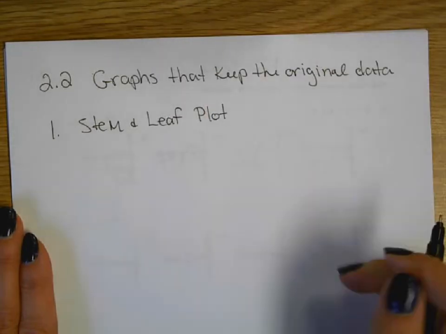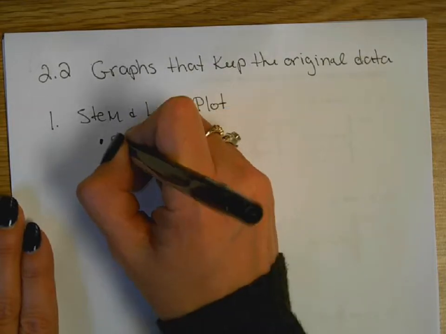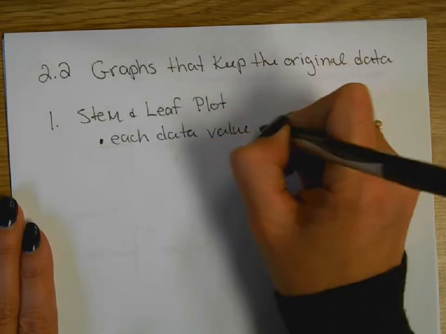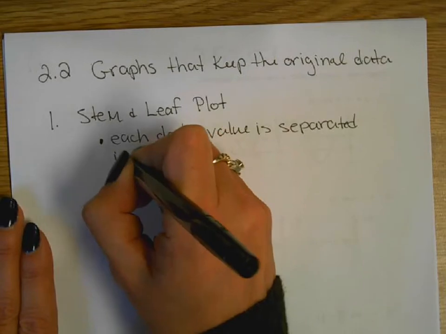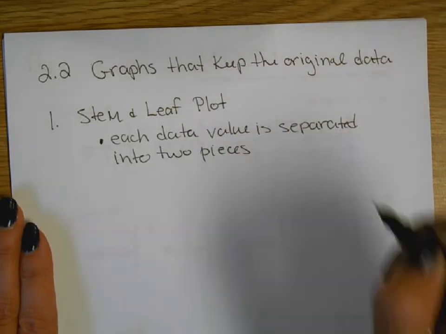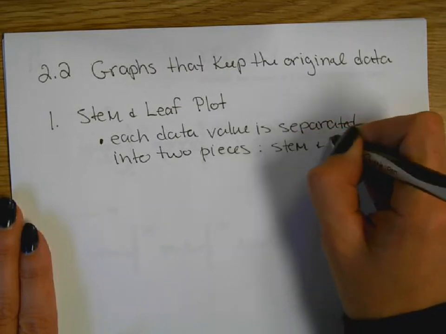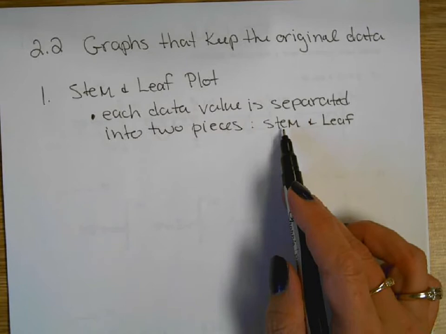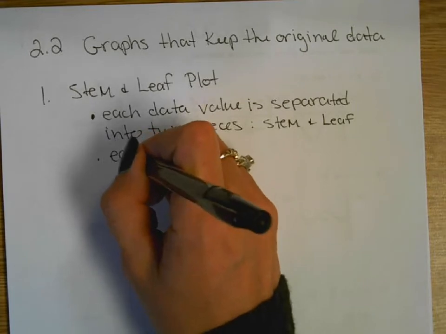Plot. You probably made some of these back in junior high. Here you take each data value and chunk it up into two pieces, the stem and the leaf part. A lot of your data values are going to share a stem, so we only write the stem once, and then the leaf is written for every single data point. So each stem is written once.